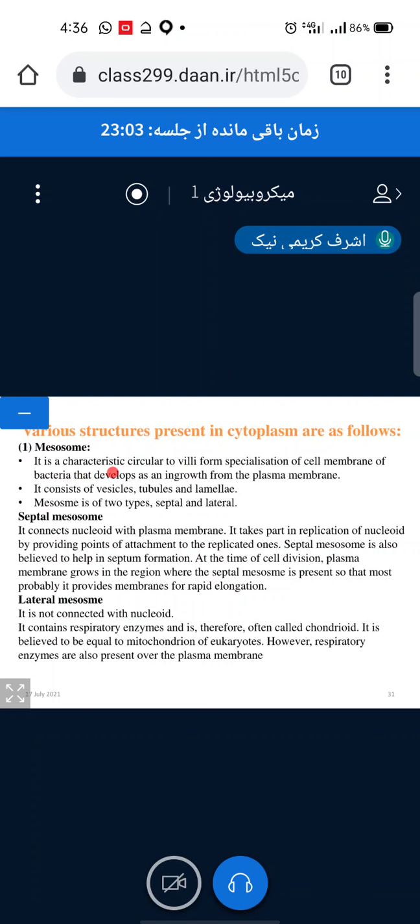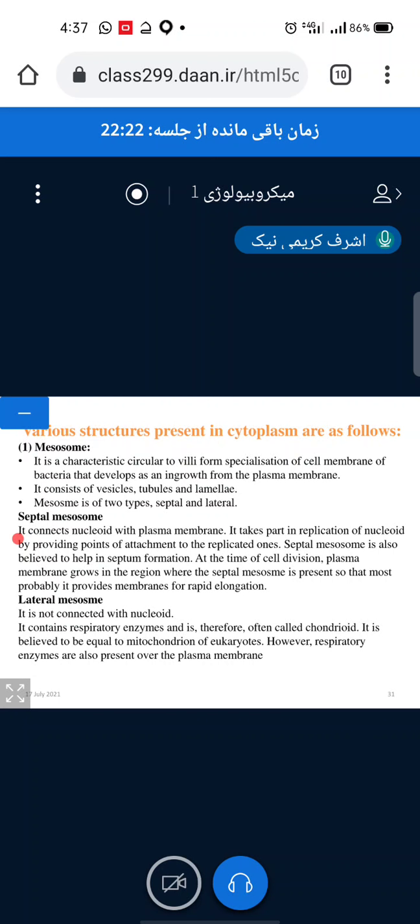It is a characteristic circular to villi form, a specialization of the cell membrane of bacteria that develops as an ingrowth from the plasma membrane. Mesosome is related to the plasma membrane. It consists of vesicles, tubules, and lamella. Mesosome is of two types, 1 septal, 2 lateral. What is septal mesosome? What is lateral mesosome?